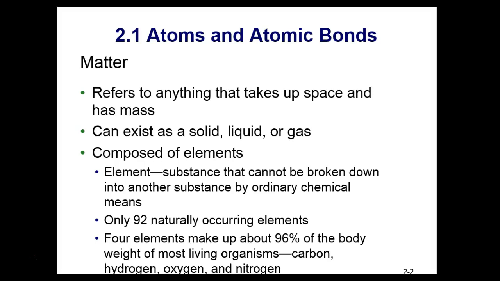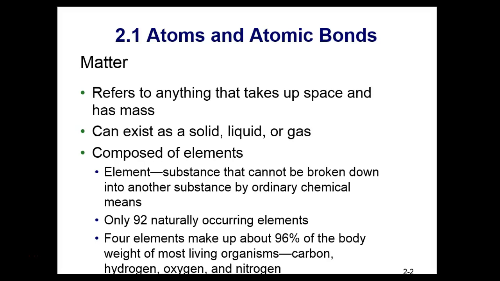The most abundant elements are shown in figure 2.1 in your textbook on page 22. The most common elements in the human body are oxygen, which is the dominant element, followed by carbon, hydrogen, nitrogen, and of course calcium and phosphorus. The others are considered trace elements.